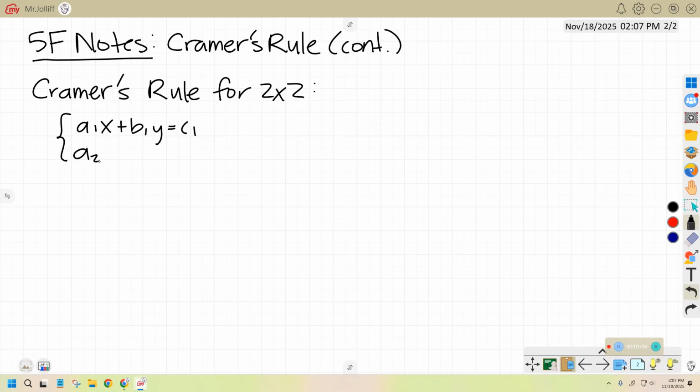And in theory, this should already be on your paper from yesterday. This is what we introduced at the very end of class last time. I see some nodding. That is good. So we're solving a system of two linear equations in two variables, x and y, which is what produces a 2x2. And for Cramer's rule, we're going to find three determinants and use those numbers to find x and y, the values for x and y.